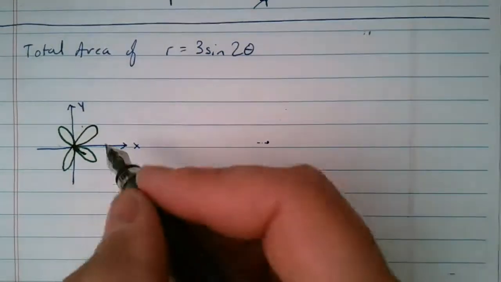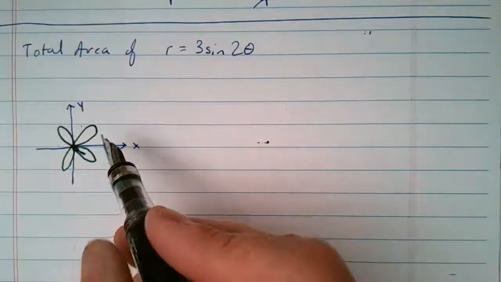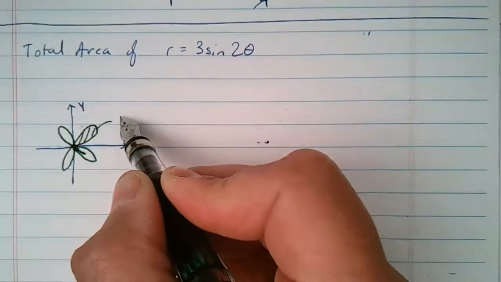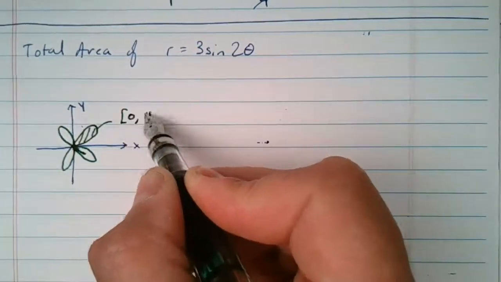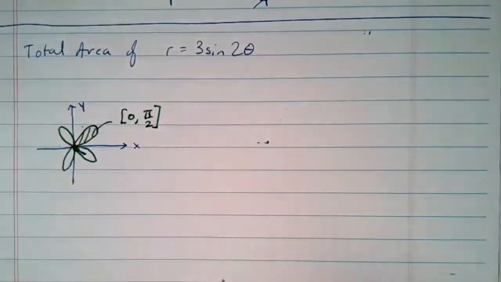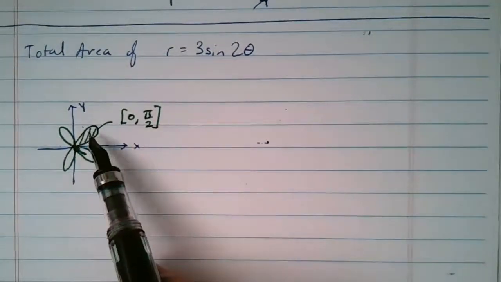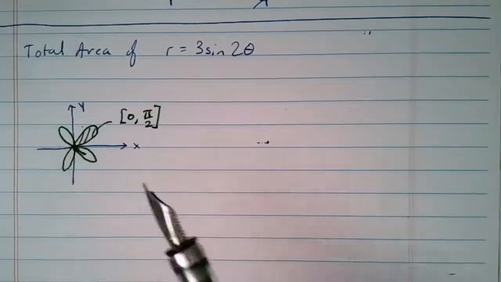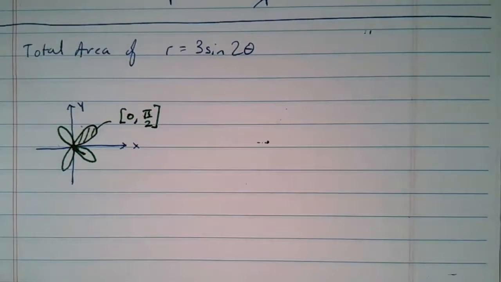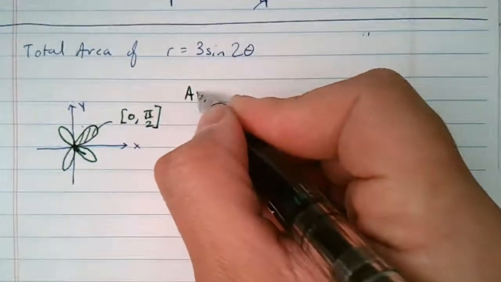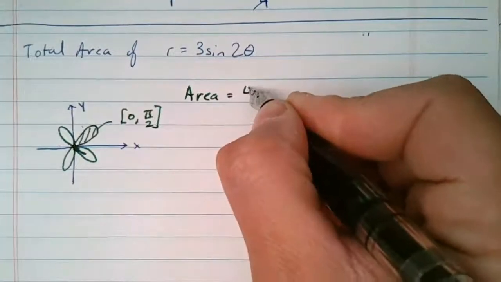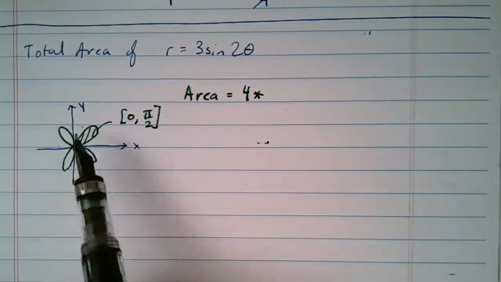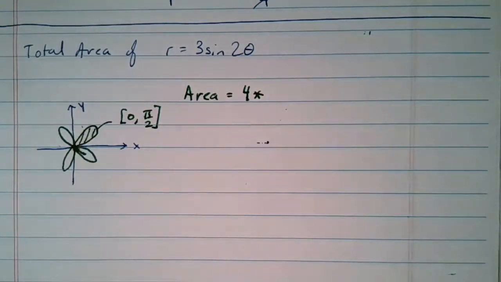Now, I'm going to cheat. Instead of integrating from 0 to 2 pi, what I know is that this lobe is 0 to pi by 2. Okay, if you just graph 0 to pi by 2, you're going to get that first lobe. And if you graph from pi by 2 to pi, you'll get the second, and so on. Okay? So what I'm going to do is I'm going to say my area is equal to 4 times, right? Because I'm going to find the area of one lobe and then multiply by 4. So that's going to be me being kind of lazy there.